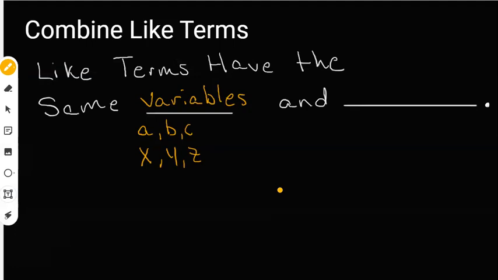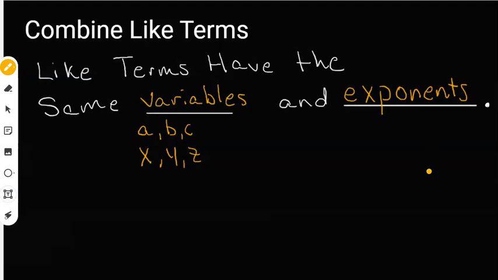But what else do they have the same? They have the same variables and exponents. Right. So up here in that second blank, we're going to write exponents, the exact same way we did it yesterday. Like terms are going to have the same variables, and they've got to have the same exponents.